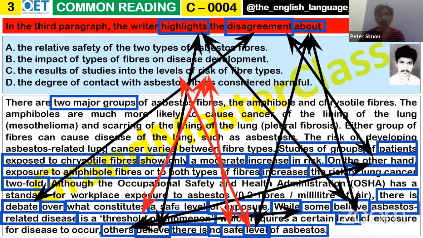And safe level. What constitutes a safe level? Safe level means threshold phenomenon. That is threshold, safe level. So here, what constitutes a safe level of exposure? Safe level, levels of risk. Safe level means risk level. This side is safe level, that side is risk level. This level is safe, this level is risk.